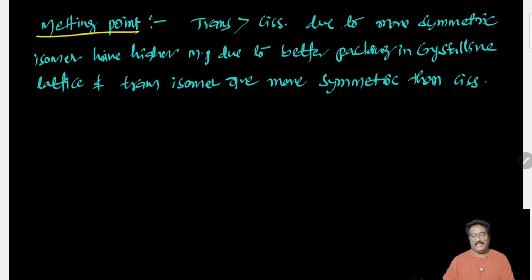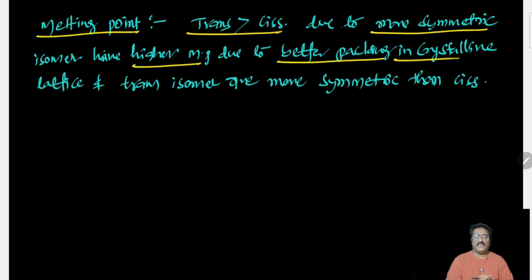Look at melting point. The trans isomer has a higher melting point than cis, because more symmetric isomers have a higher melting point due to better packing in the crystal lattice. Trans isomers are more symmetric than cis. The melting point of trans is greater than cis. This is about melting point.